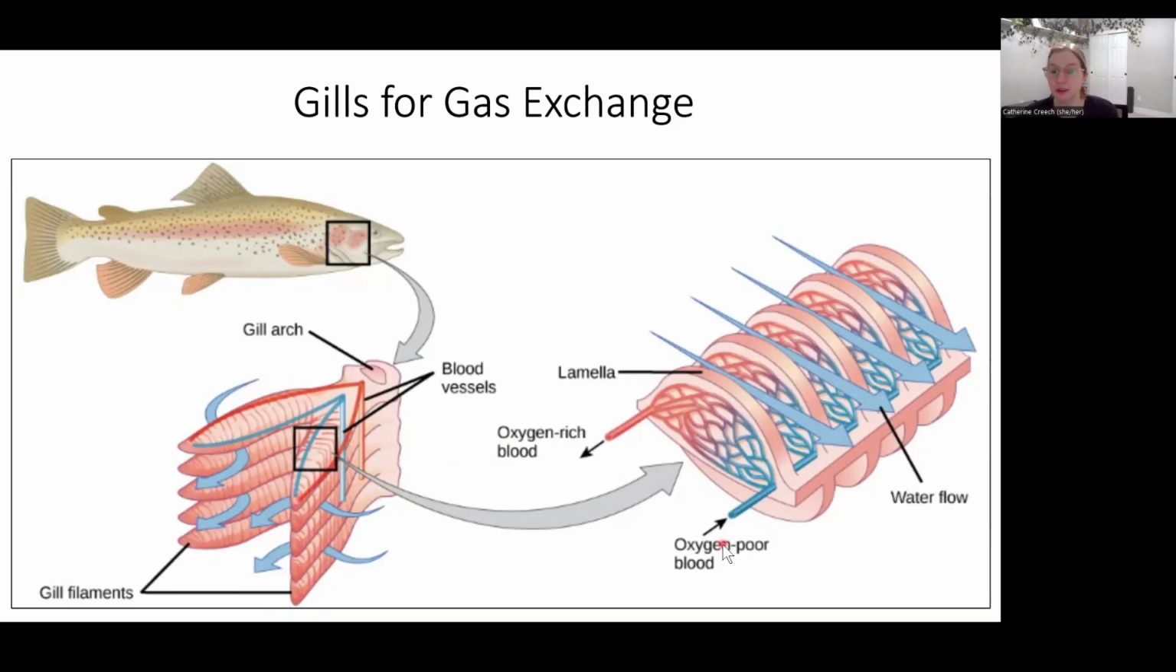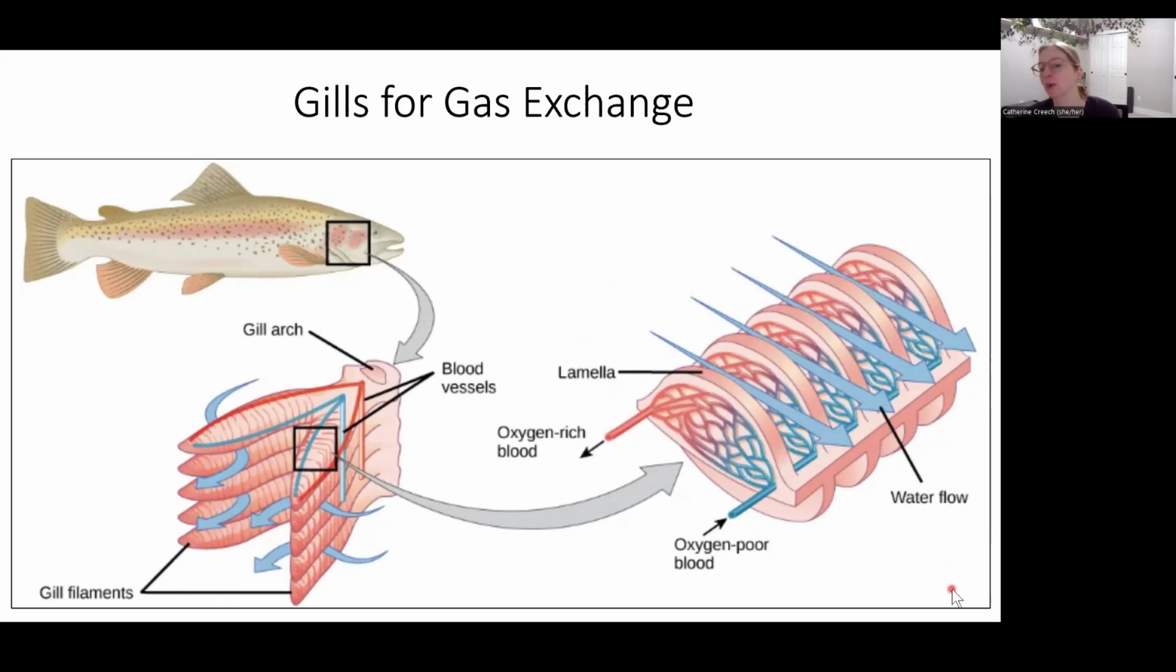These little filaments are stacked up on top of each other like a lot of little fringe. And if we were to look even closer, we would see that there's plates on these filaments. That's going to increase the surface area even more. Here we have oxygen-rich blood. Where's the oxygen coming from? It's coming from the water that flows through these plates. So lamella means plate. So as the oxygen moves through, oxygen is diffused in. And then here we have a lot of carbon dioxide in the oxygen-poor blood.